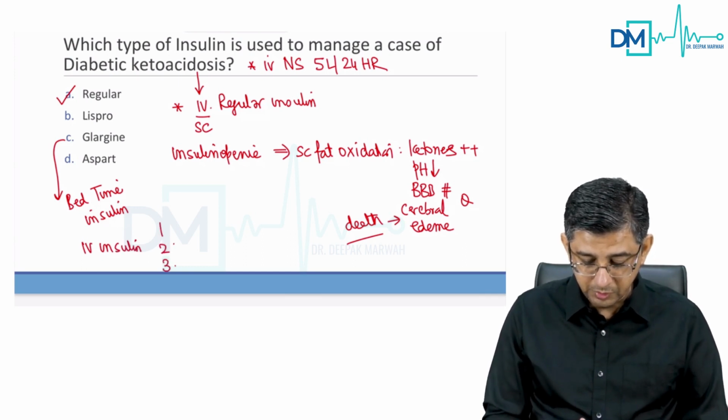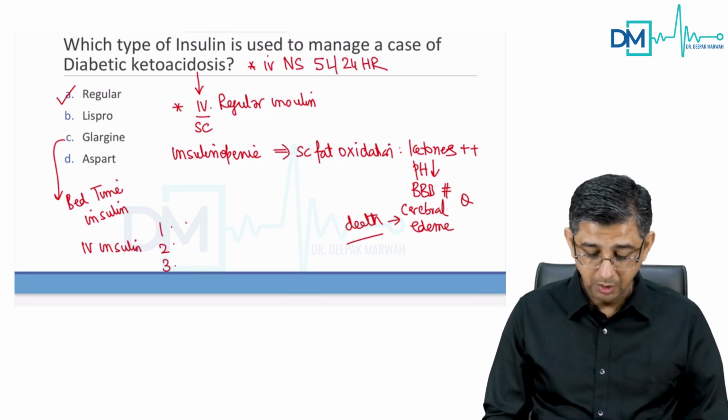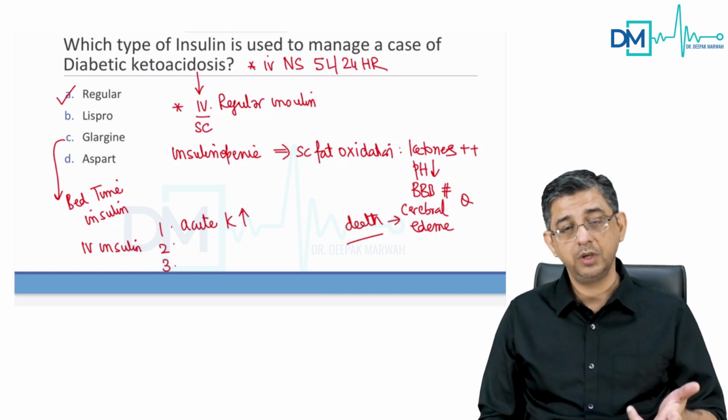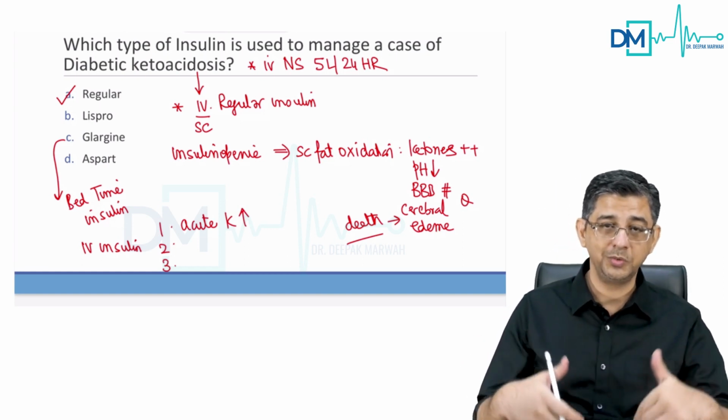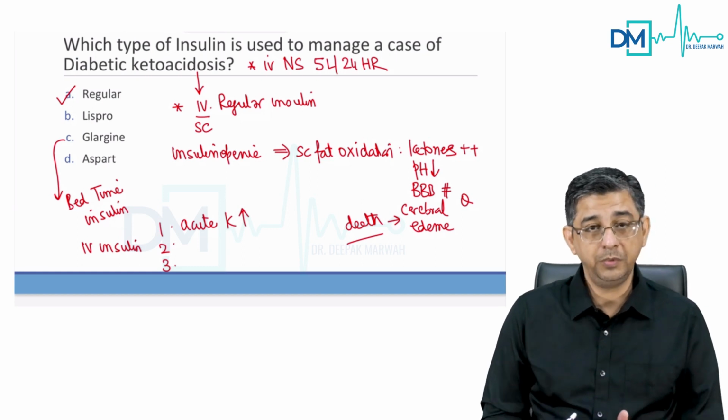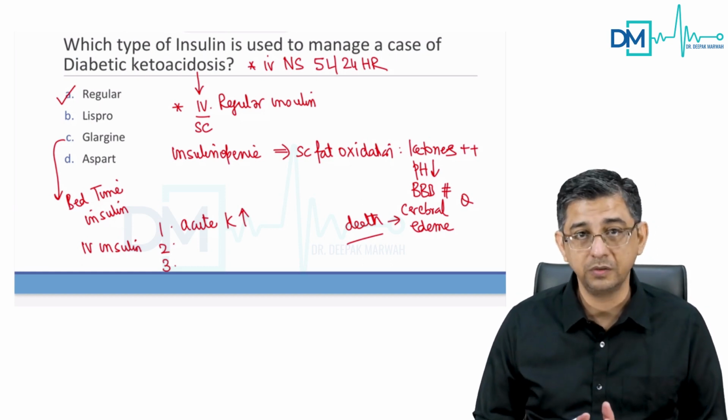The 3 scenarios that have been asked and you should know is IV insulin is useful for management of acute hyperkalemia. Why? Because insulin causes potassium to go into the cells. If potassium goes into the cells, then the threat is stopped, because hyperkalemia can stop the heart. It can cause a diastolic arrest of the heart.